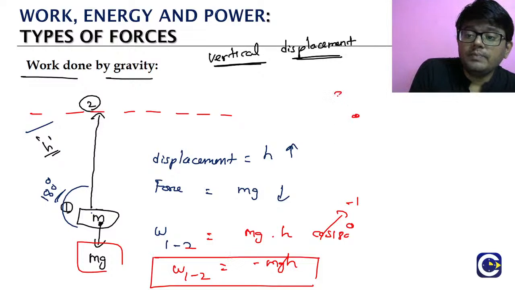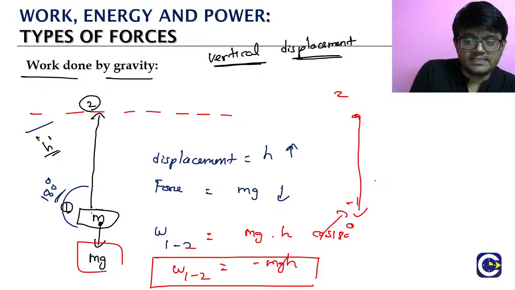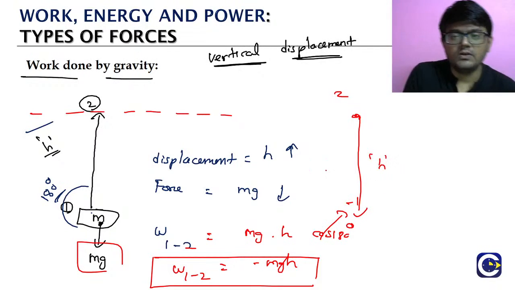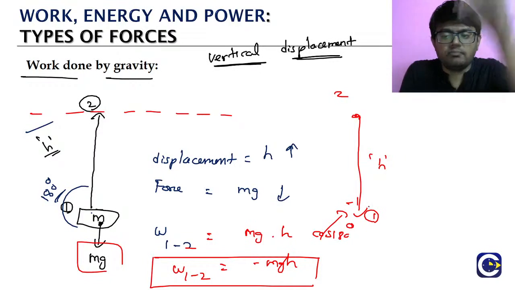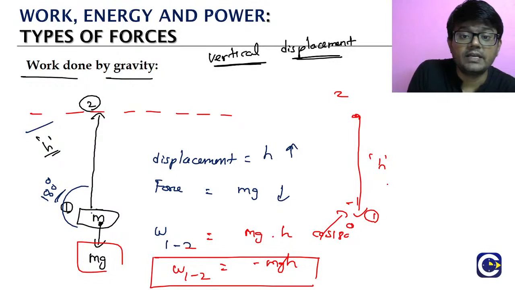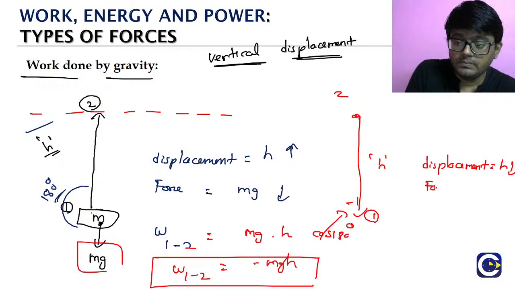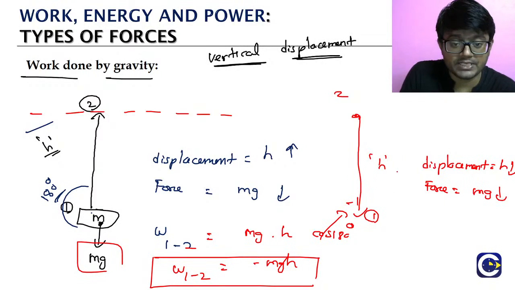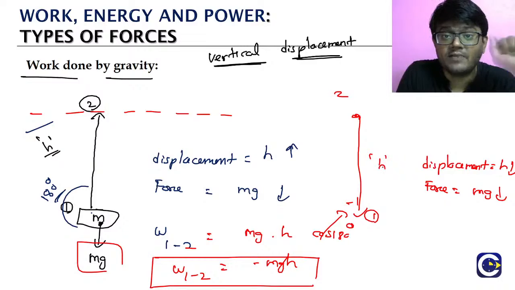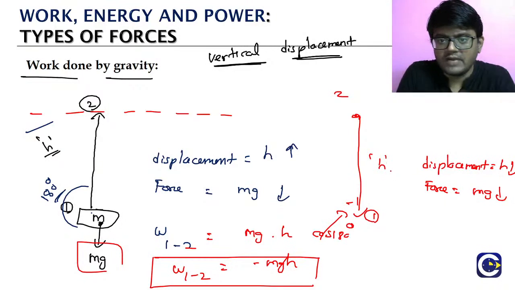If you bring it from 2 to 1, the reverse, point 2 to point 1, we are bringing it from 2 to 1. Here we are giving it a displacement which is the same value h but downwards. What is the gravitational force? Downwards. We are trying to look at what is the work done by the gravity. The gravitational force will always be downwards only.